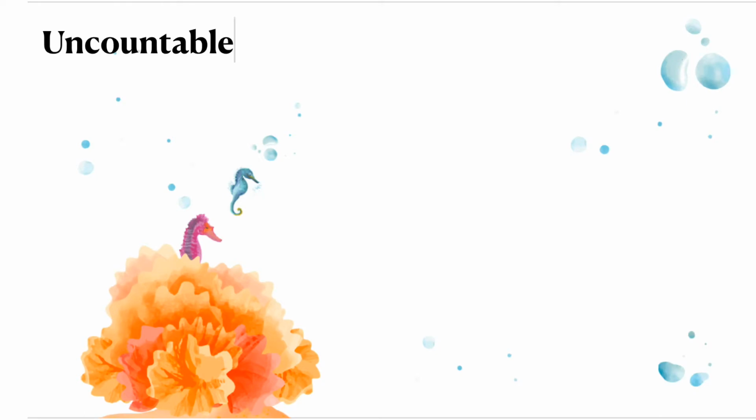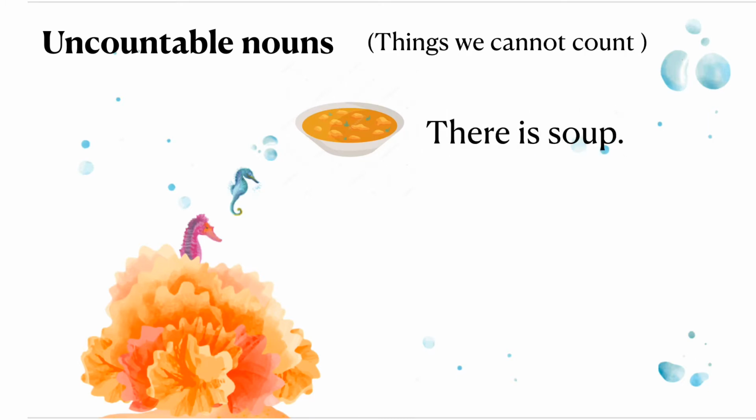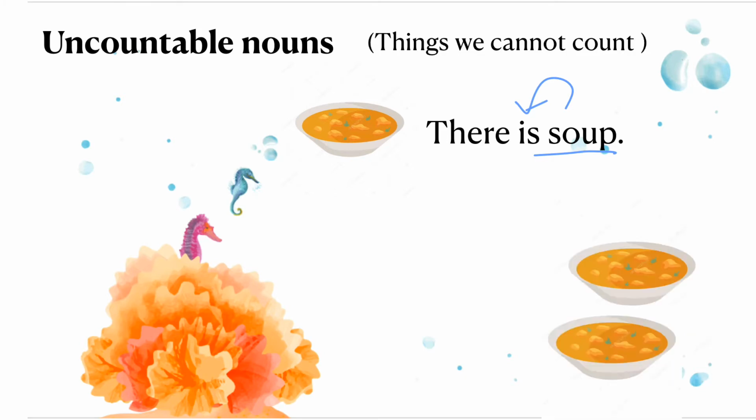And for uncountable nouns, they are things we cannot count with numbers. That means they don't have plural forms. So let me use soup as an example. Since it is an uncountable noun, that means I cannot add "a" or "an" in front of it. I can only say there is soup. Since we cannot count an uncountable noun, even if I'm adding more soup, I'm still saying there is soup.